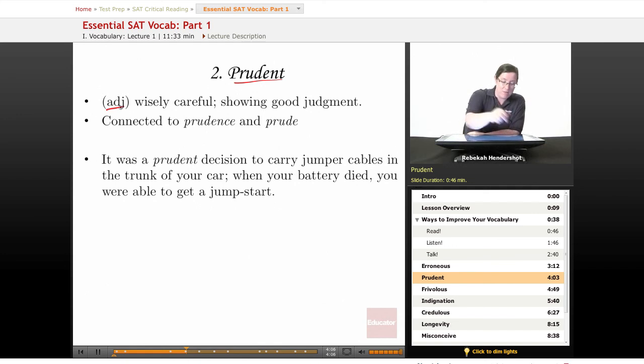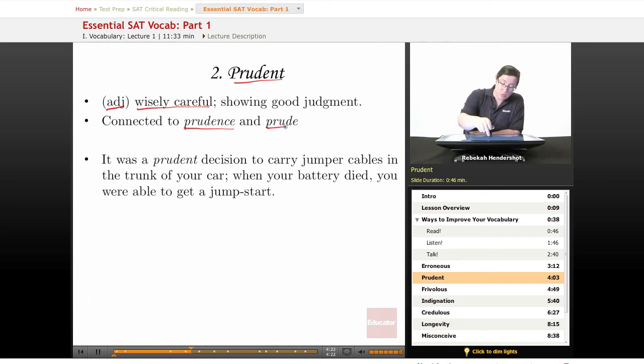All right, our second word is prudent. This is another adjective, meaning wisely careful, showing good judgment. It is connected to prudence, which is the quality of being prudent, the quality of being wise or careful. It's also a girl's name, so if you run into a girl named Prudence, don't make fun of her. It's actually a nice name to have.